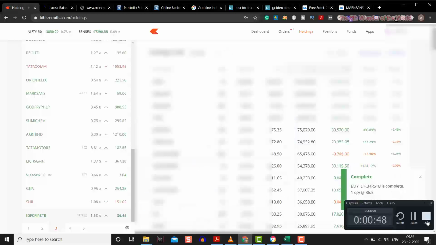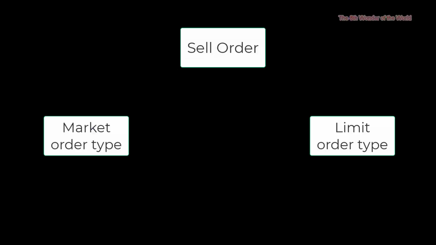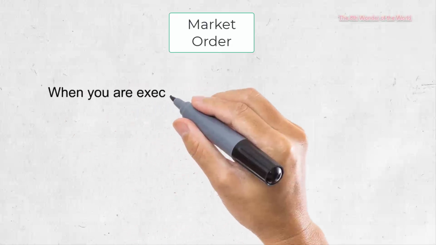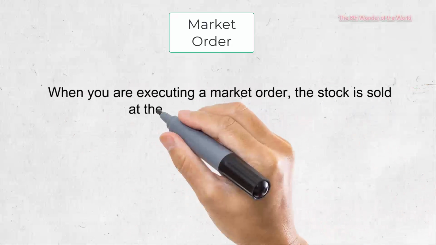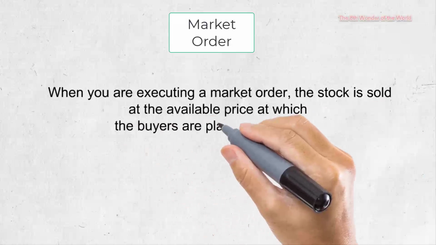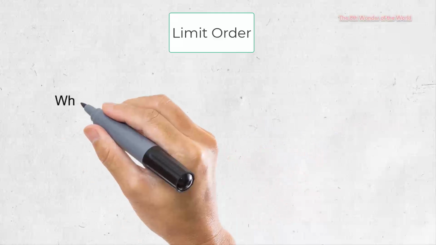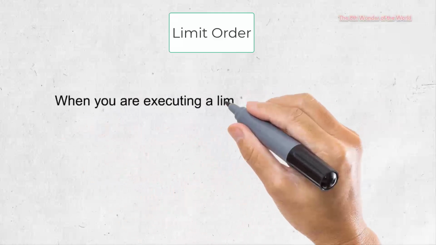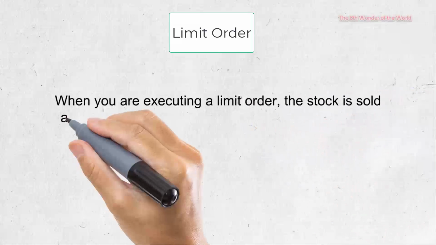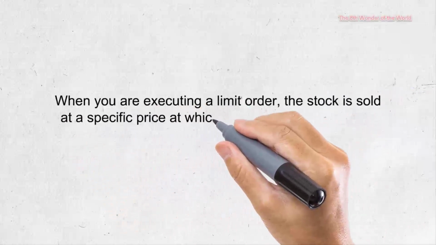Coming to how to sell on the trading platform. Similarly, placing a sell order can be done at market or limit order type. When you are executing a market order, the stock is sold at the available price at which the buyers are placing a buy order. When you execute a limit order, the stock is sold at a specific price which you quote, if there is a buy order by someone else at the same price.